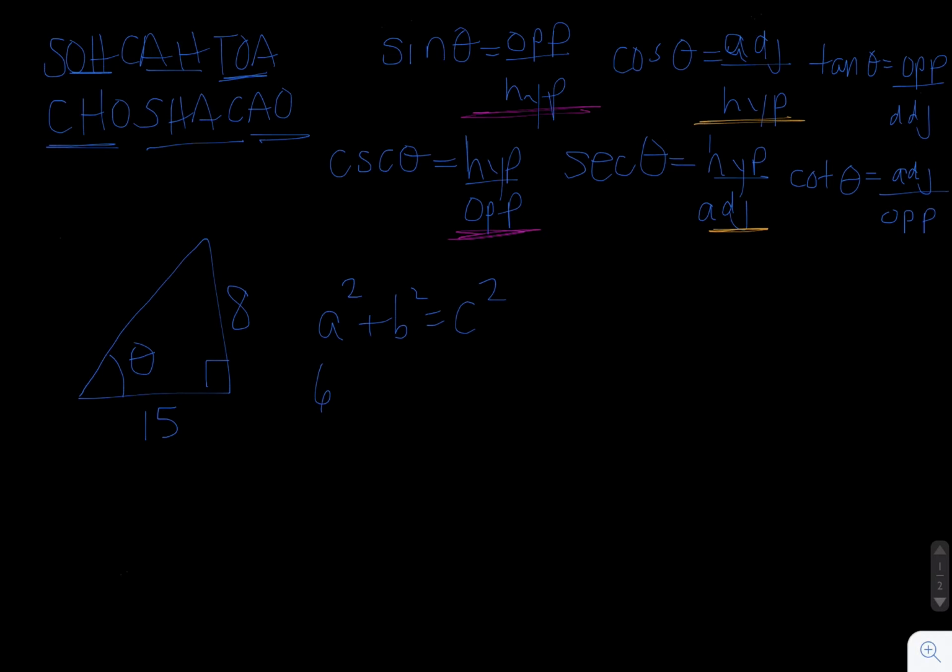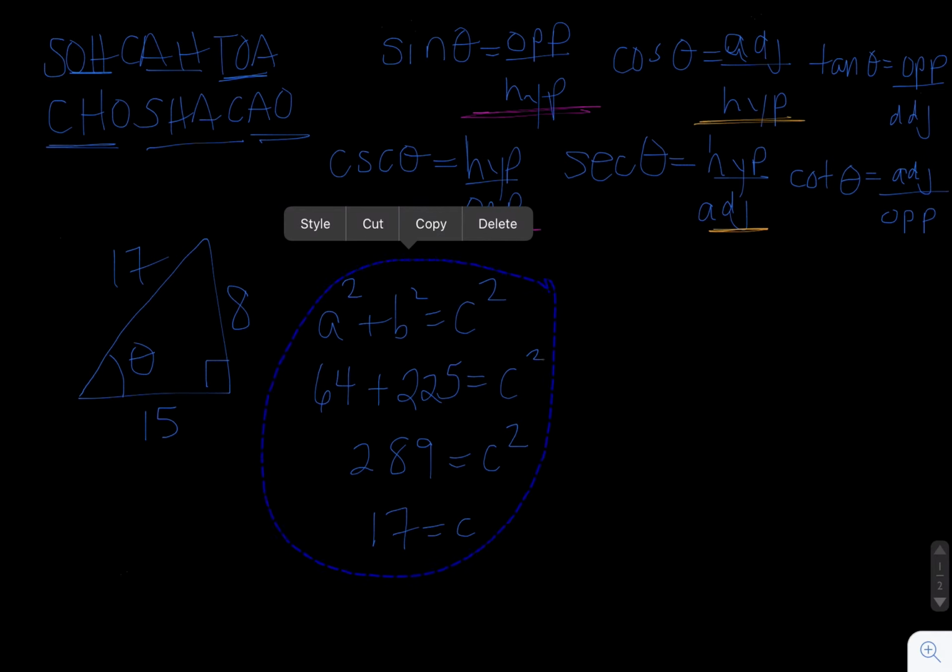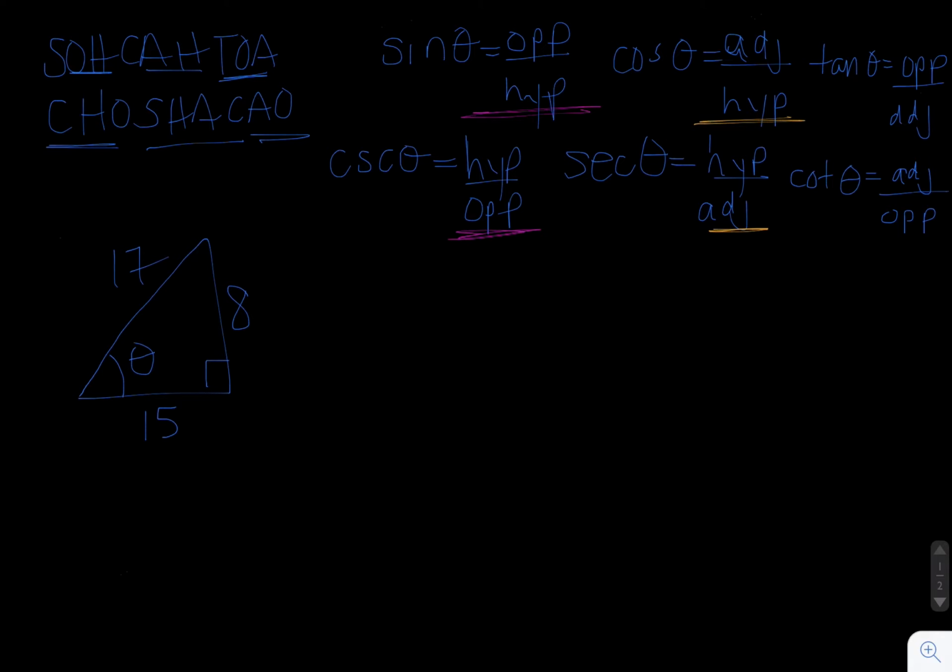So that means 8 squared plus 15 squared equals c squared. 64 plus 225 is 289, which equals c squared. Take the square root of both sides. C is 17. Okay, so now that we have our hypotenuse, let's go ahead and find our 6 trig functions.